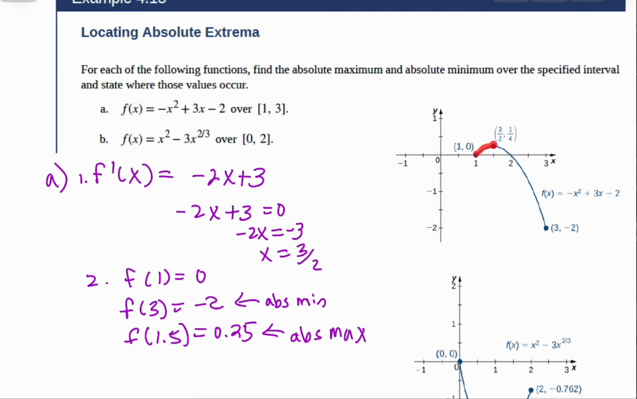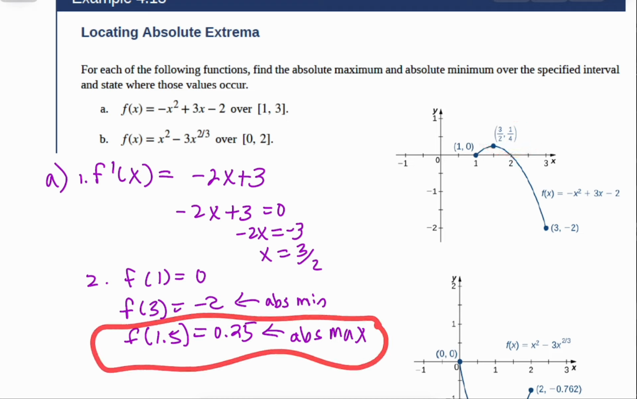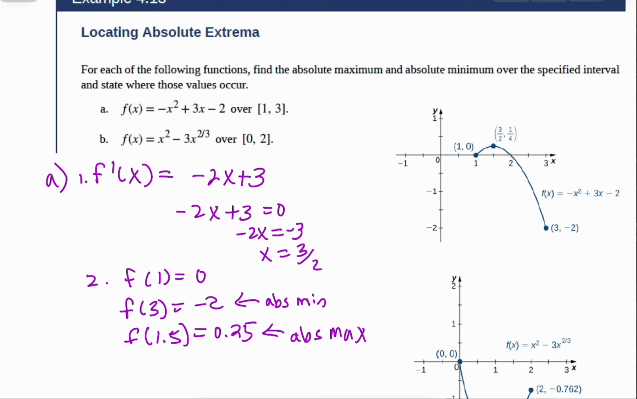We're only showing that graph between 1 and 3. Our highest value occurred at 1.5. It's the absolute maximum on that interval. And our lowest value occurred at -2. So remember, the absolute maximum has to be either at the ends, so we have to test what the ends are doing, or at any critical point along the interval.